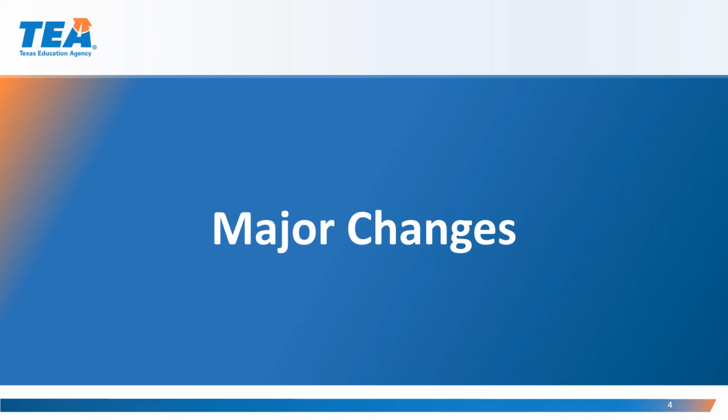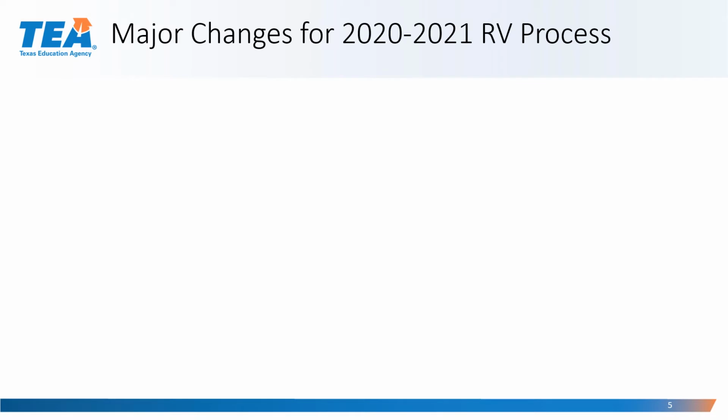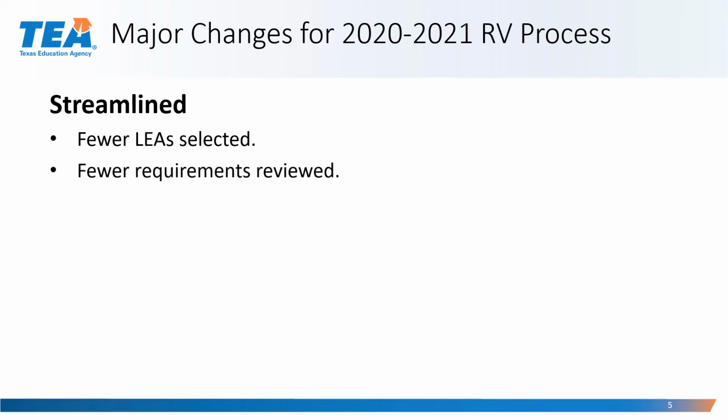First, the major changes from last year's process. The big change is that we have streamlined the entire process, both in terms of scope and in time frame. We have scaled back the number of LEAs that are involved, as well as the number of program requirements that are being checked. We have also consolidated the calendar so that all of the programs are being reviewed within the same time frame.